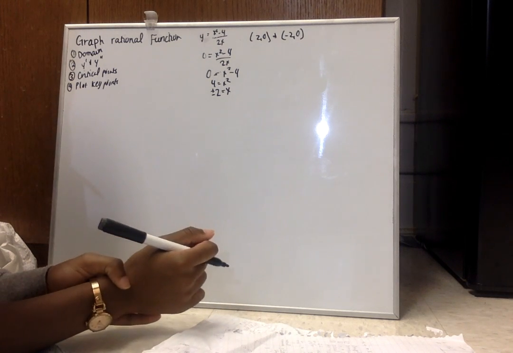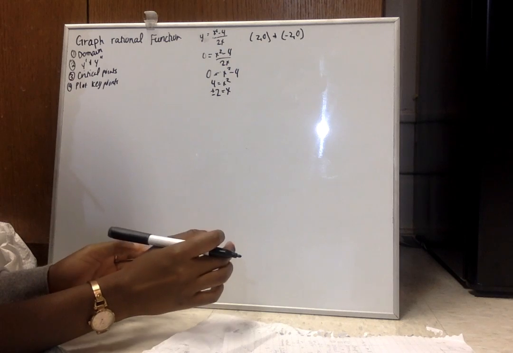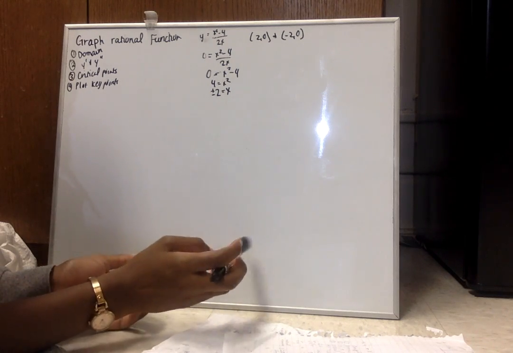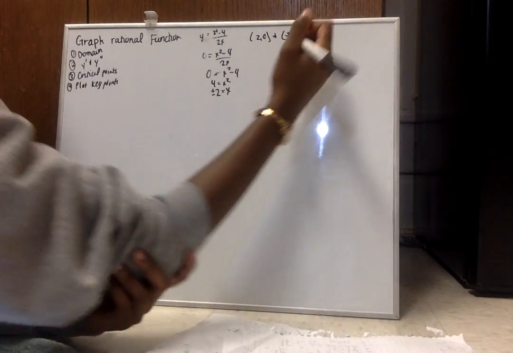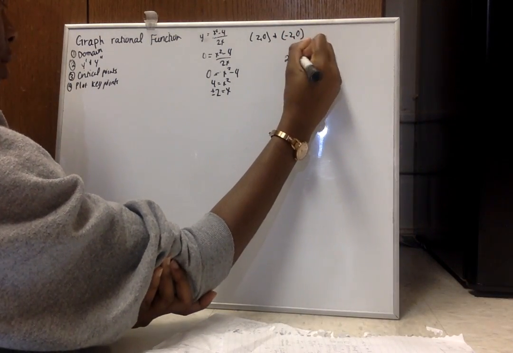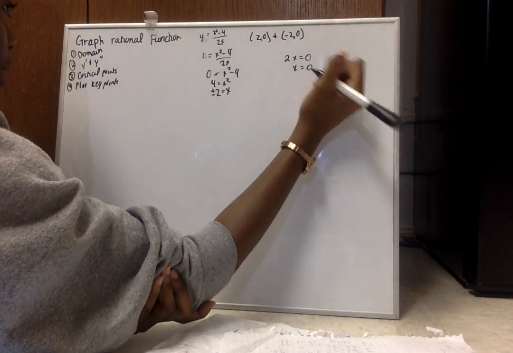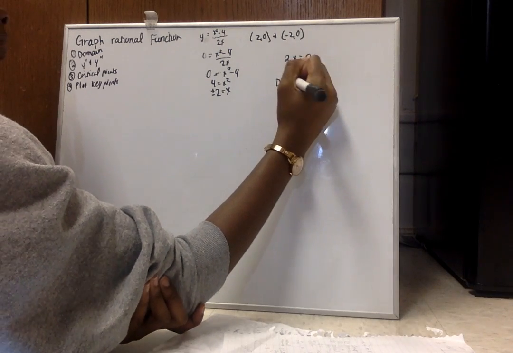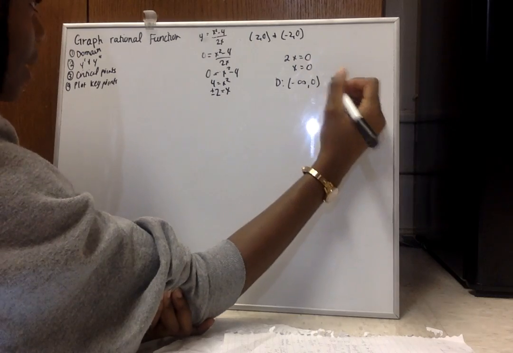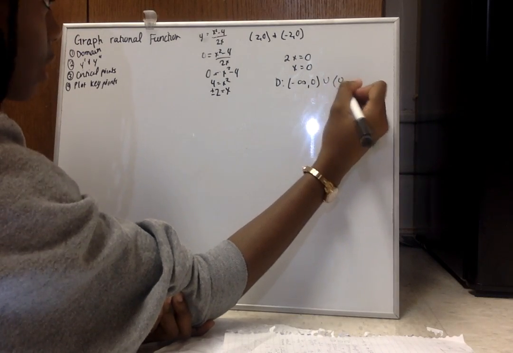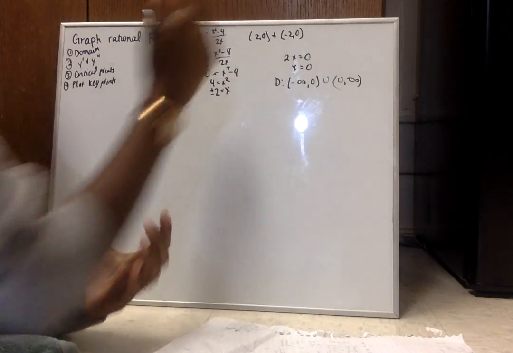So we know that this function exists everywhere, or is defined everywhere, except where the denominator is equal to 0. So let's find where it's not defined. So we're going to set 2x equal to 0. So we'll find that x equals 0. So the domain of this function is from negative infinity to 0, union 0 to positive infinity.